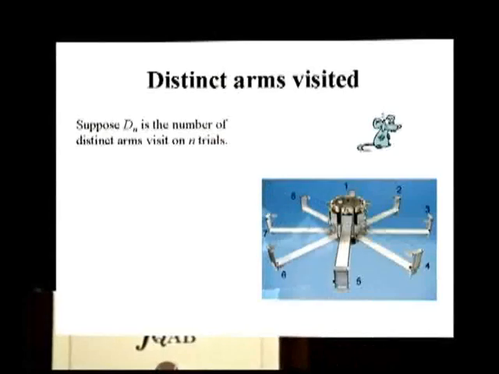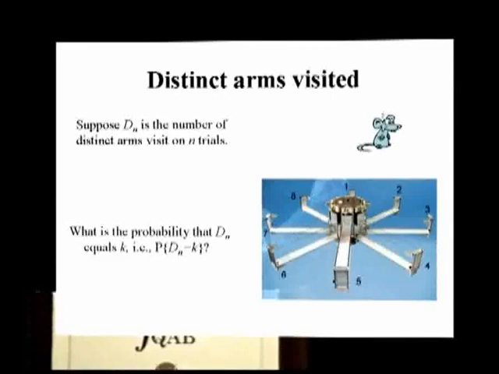We're trying to solve a harder problem. Suppose now that D is the number of distinct arms, different arms, that the animal visits on n trials. So I'm going to fix n. Let's say I give the rat 8 opportunities. How many different arms does it visit? Well, it could be 1, it could be 2. If n is bigger than 8, if I give it more than 8 trials, D can vary from 1 to 8. This is how many arms the animal can visit.